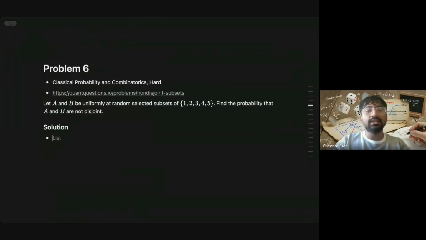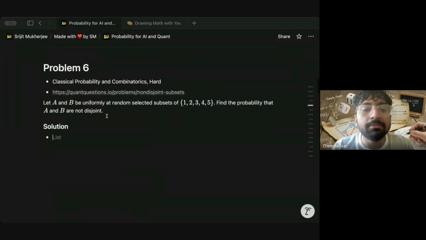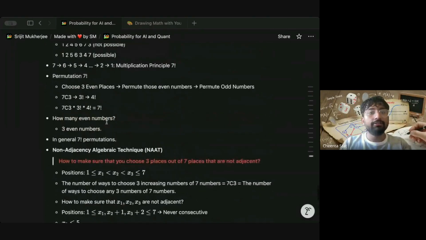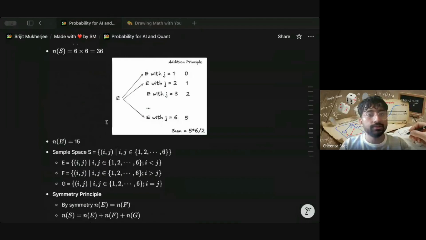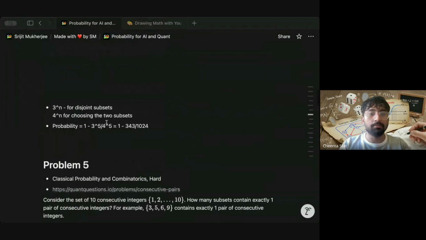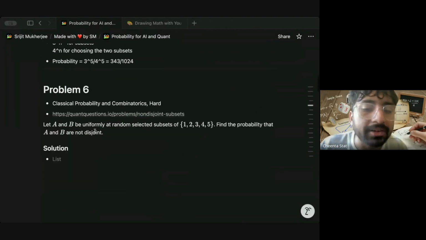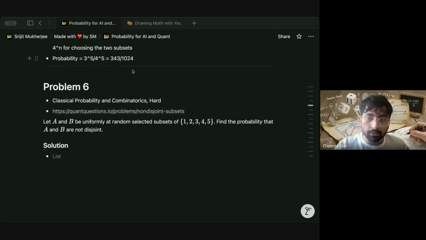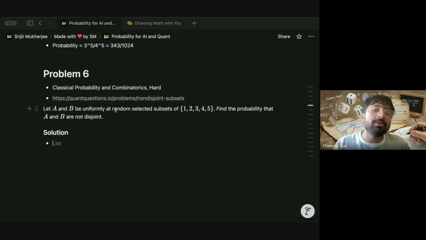The question is, A and B are uniformly randomly selected subsets. We have solved problem number 1, problem number 4, and we are solving problem number 6 now. You will also learn another technique here, which I call the coding technique. It's a very beautiful technique, and you can solve multiple problems with it. If A and B are uniformly randomly selected subsets of 1, 2, 3, 4, 5, find the probability that A and B are not disjoint.